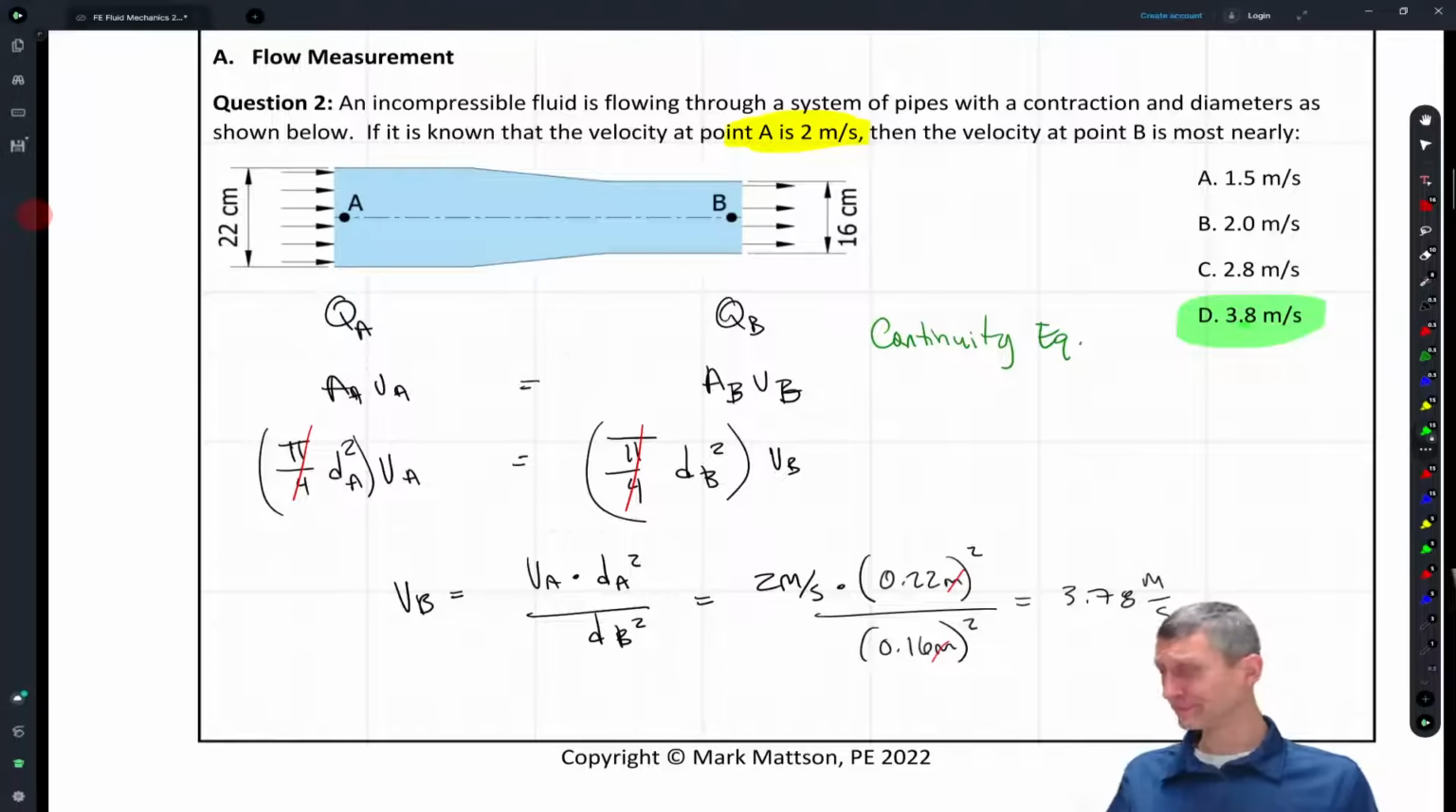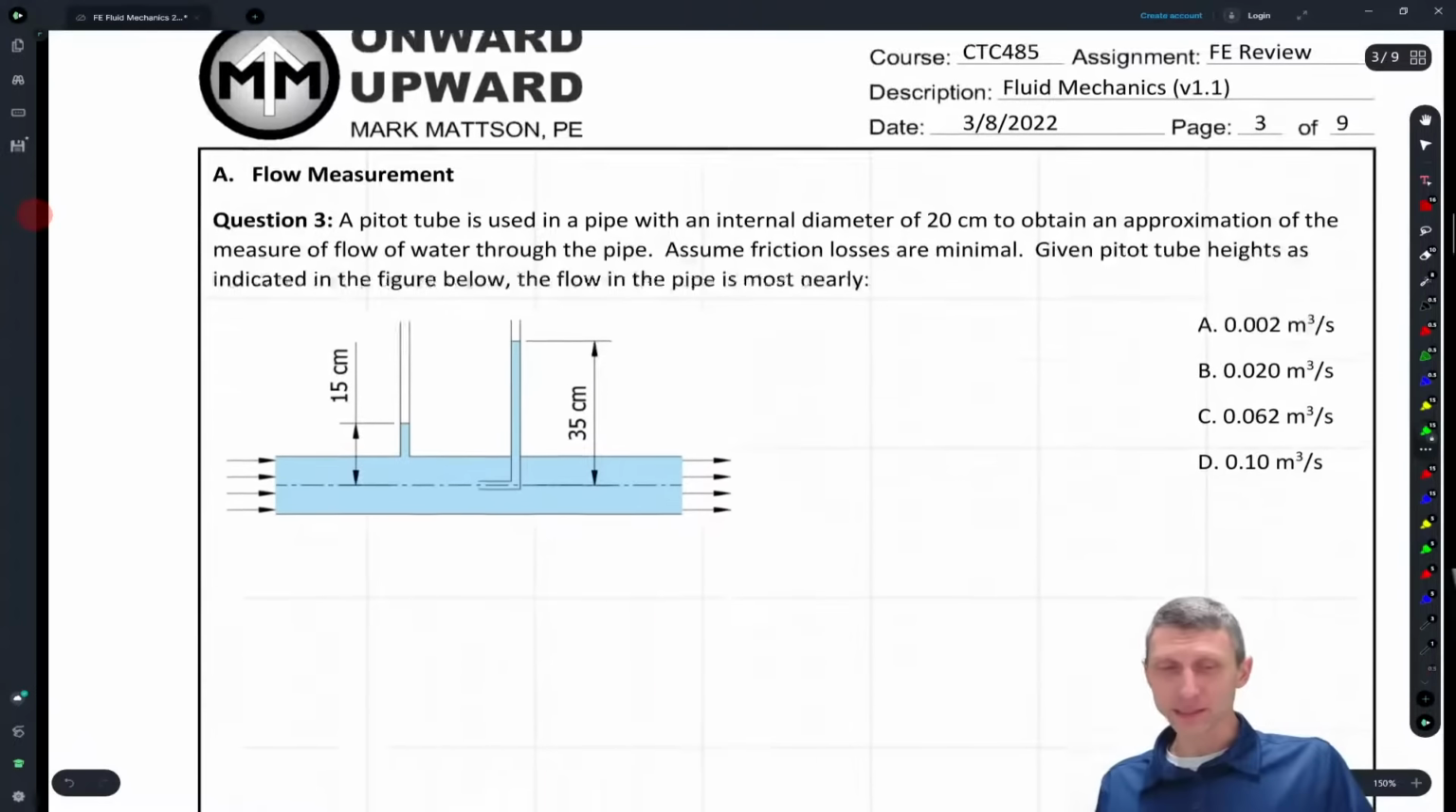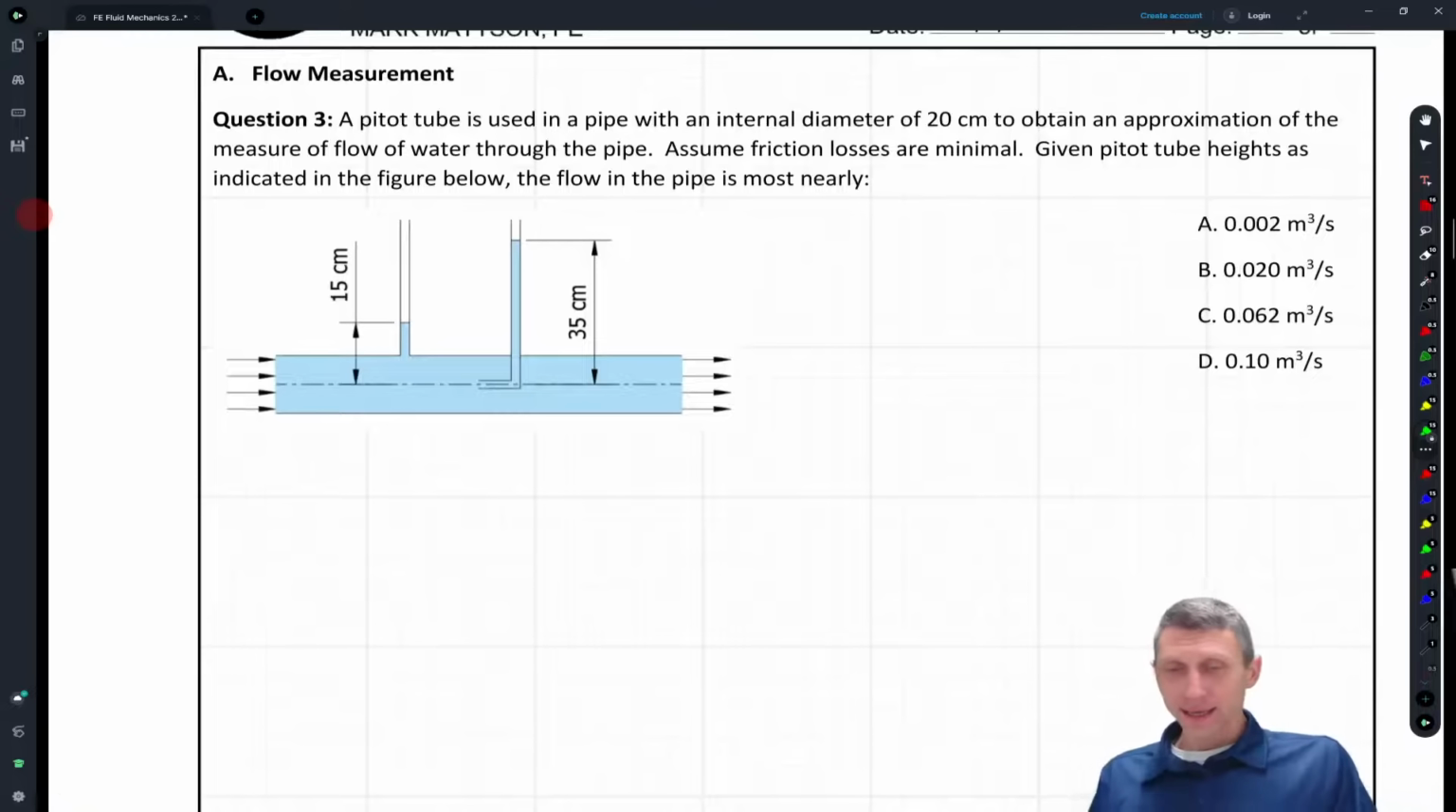All right, we good? Okay, so another one of those fundamental pieces for fluid mechanics is this idea of energy. Honestly, you can do it a couple different ways.